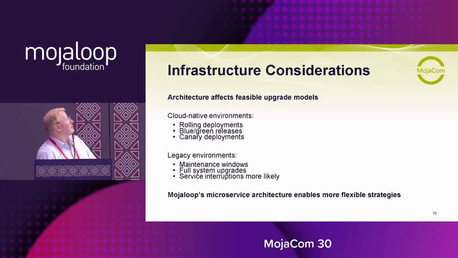So the infrastructure architecture does affect the feasibility of both of these models, if you have the ability to have two production systems or not. But luckily, the Mojaloop microservice architecture is flexible enough to support either of these. So if your regulatory environment or your risk management requires you to make less frequent software updates, that's just fine.